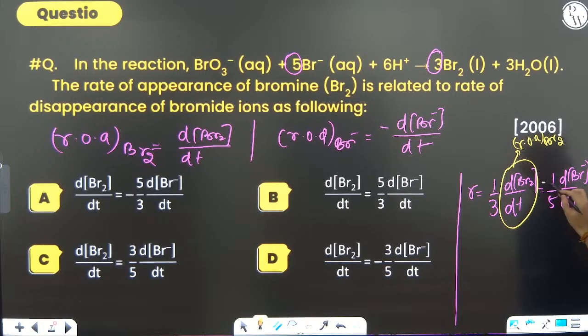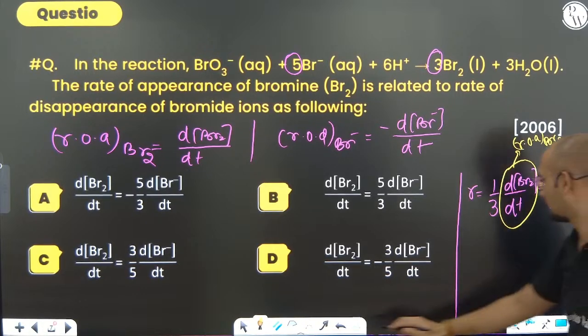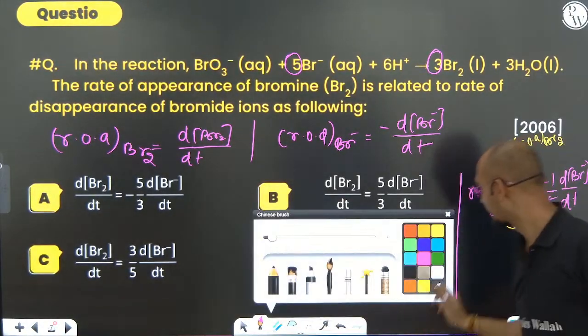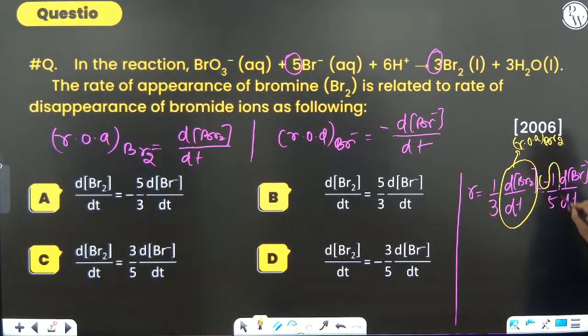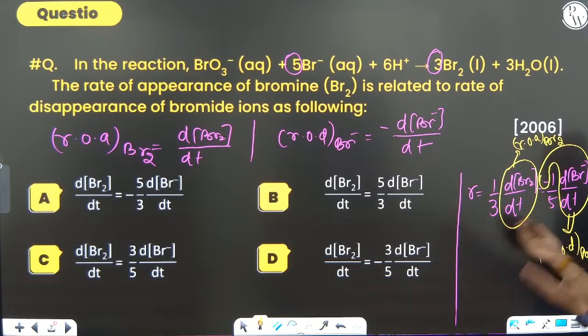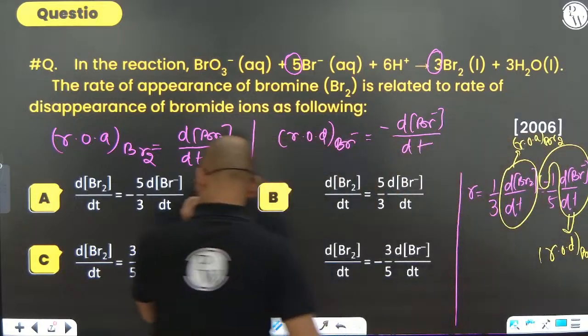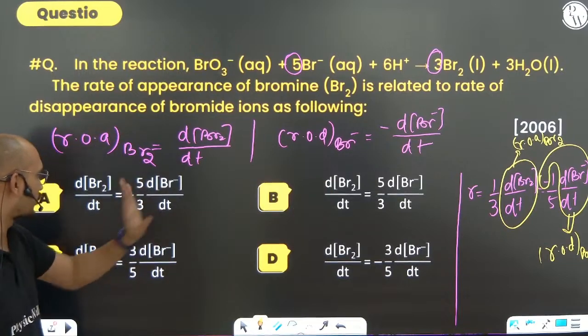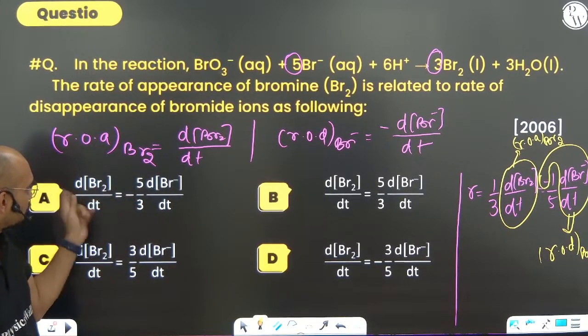While with the negative sign, I think I have not used the negative sign. Let me add it first. With the negative sign, d[Br-] by dt is nothing but the rate of disappearance of bromide. I hope you can see that. Just see where the correct option is and match it. The negative sign should be there; wherever it is without the negative sign, it is wrong.